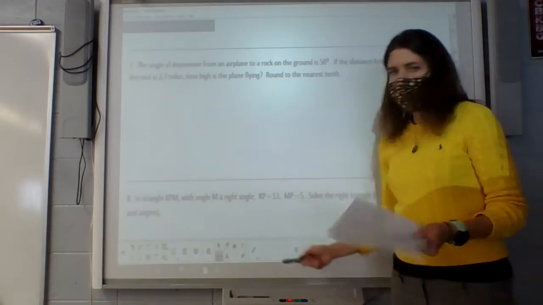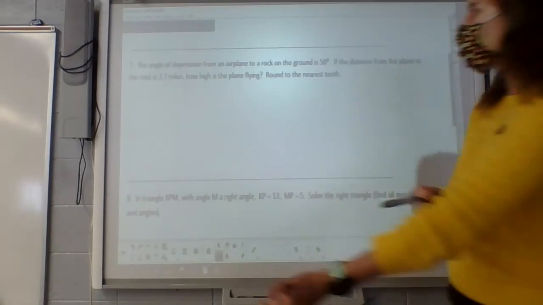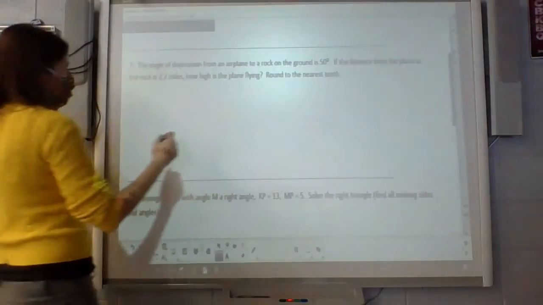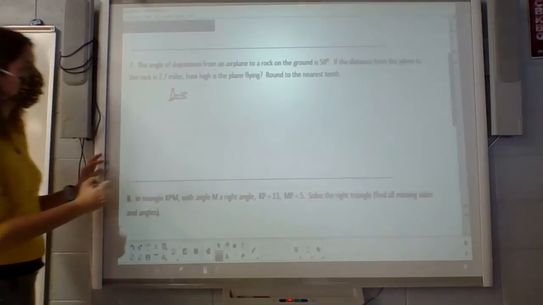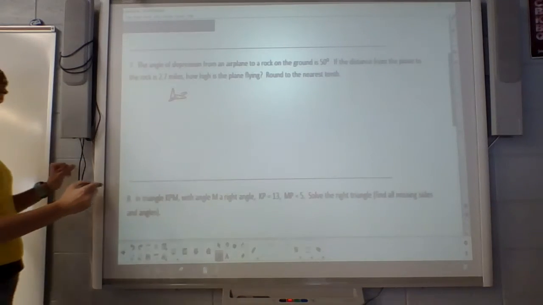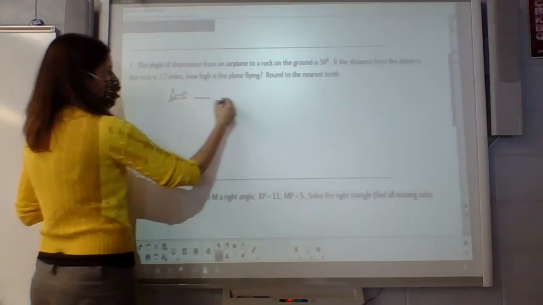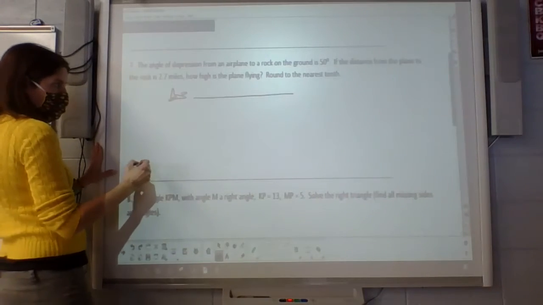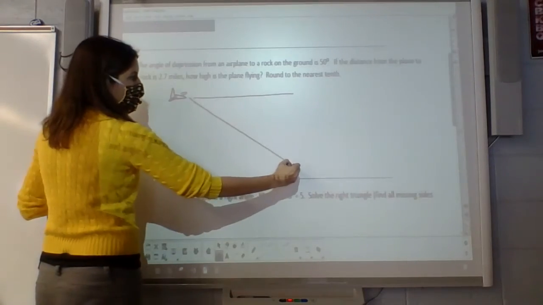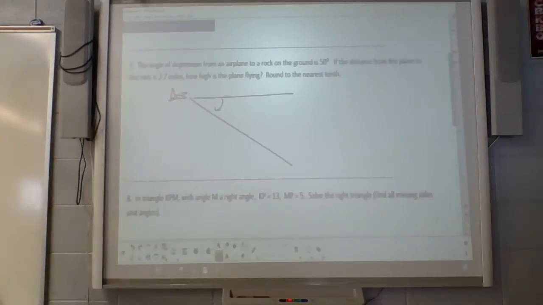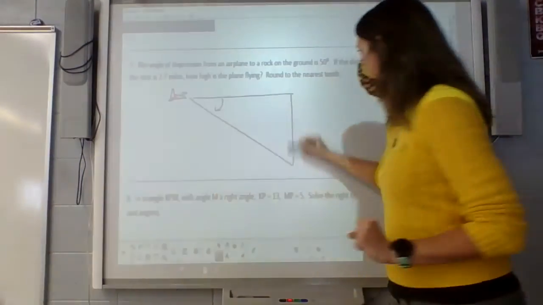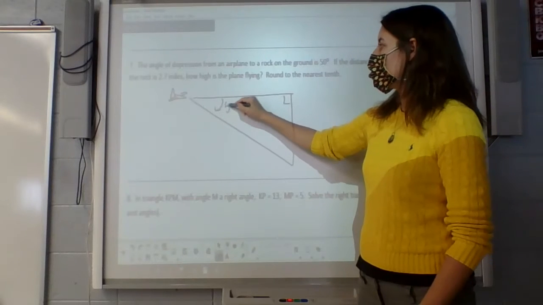So let me just draw what this looks like. This is another vocab word that could easily be confusing. So angle of depression from an airplane. We have our little airplane flying up there. Angle of depression for an airplane to a rock. What that means is if the airplane keeps flying straight, the angle of depression is like this. If I was looking down from the airplane, it forms a right triangle here. Angle of depression is 50.